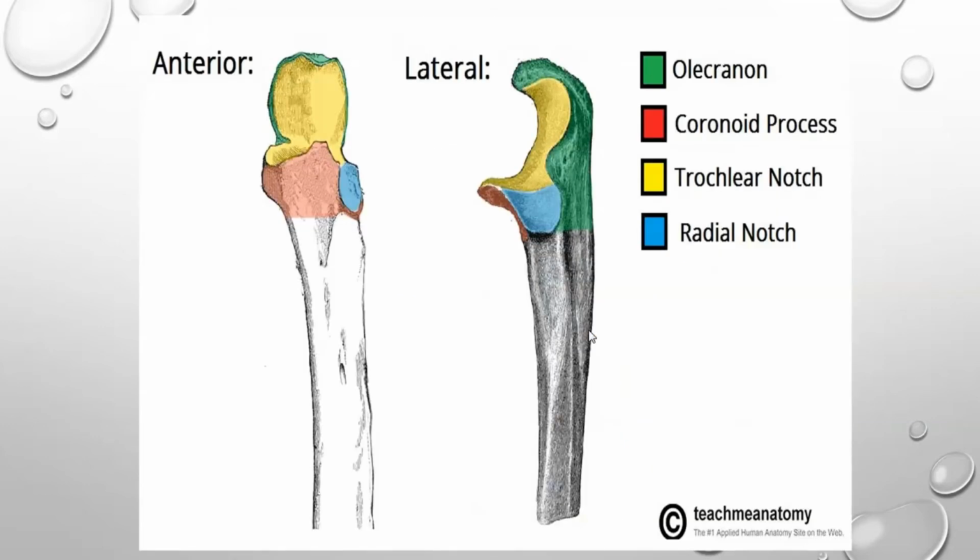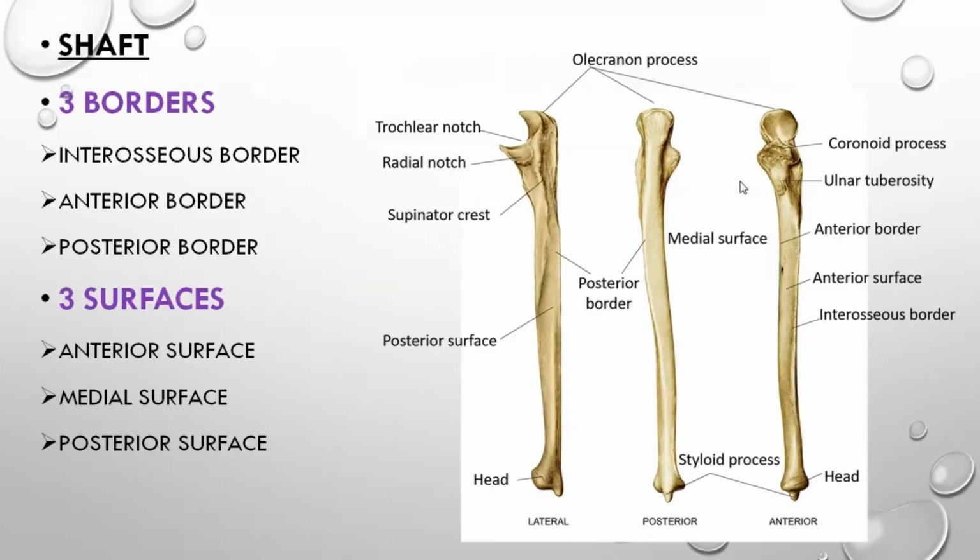Clear? So the first is the olecranon process, the upward projection of the upper end. Second is the coronoid process, the forward projection of the upper end. Then there is the trochlear notch, which is formed by the anterolateral surface of the olecranon process and the superolateral surface of the coronoid process. Then there is the radial notch, present on the lateral surface of the coronoid process. Below the radial notch, there is the supinator crest. Then the ulnar tuberosity, which is present on the anterior surface.